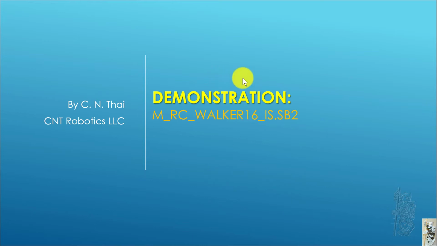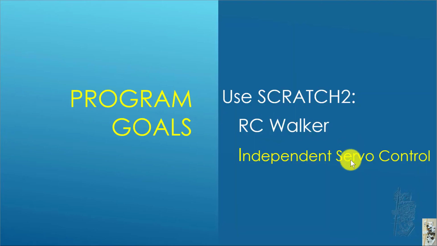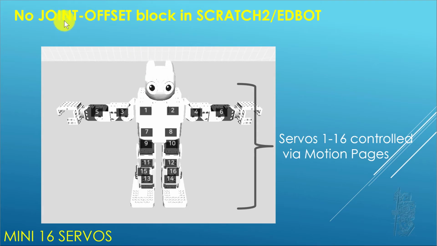Hello everyone, this is the demonstration of the Scratch project RC Walker 16 IS for independent servo control. Well, we try to, but there's some problem because there's no join offset block in the Scratch 2 slash EDBOT definition now. So I had to use a configuration that uses only the first 16 servos, and then we're going to control that via regular motion pages. And then the Scratch project will control servo number 17 directly.